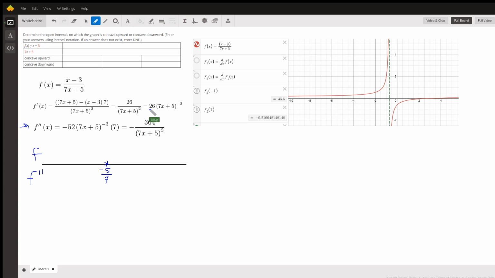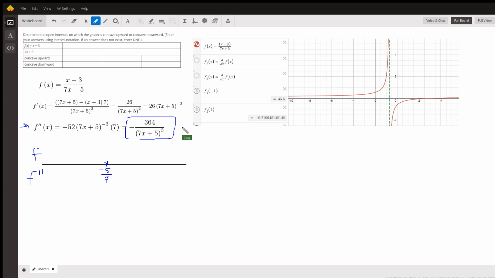Now, I wrote it with a negative exponent to help us take the second derivative. We'll use the power rule there. So negative 2 times 26 is negative 52. Reduce the exponent by 1, multiply by the derivative of the inside, which is 7. So there's your second derivative right there. And we can use the second derivative test to test for concavity.